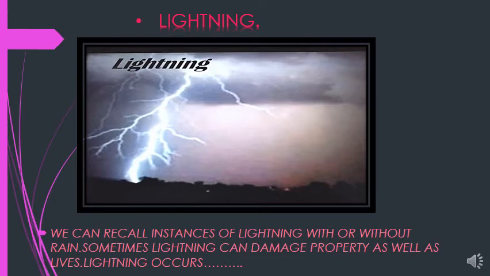Lightning. We can recall instances of lightning with or without rain. Sometimes lightning can damage property as well as lives. Lightning occurs because of the generation of static electric charges on clouds. Our scientists haven't come to an exact decision on how static electricity occurs in clouds. It is believed that static electric charges occur by rubbing particles of ice and water against one another. A sudden spark of these static electric charges either inside the cloud, or between two clouds, or between a cloud and the earth is called lightning.